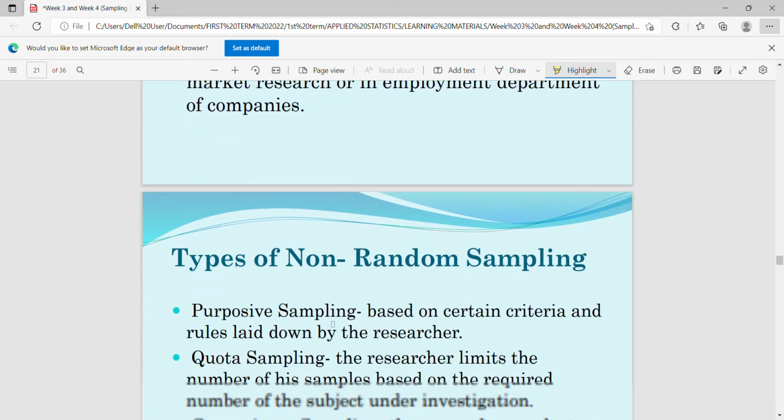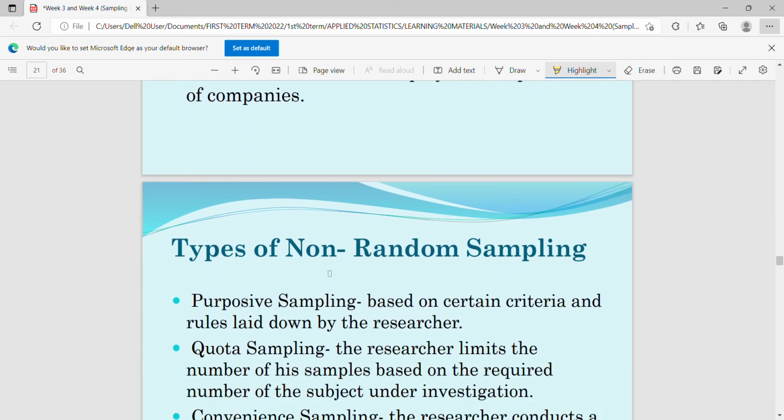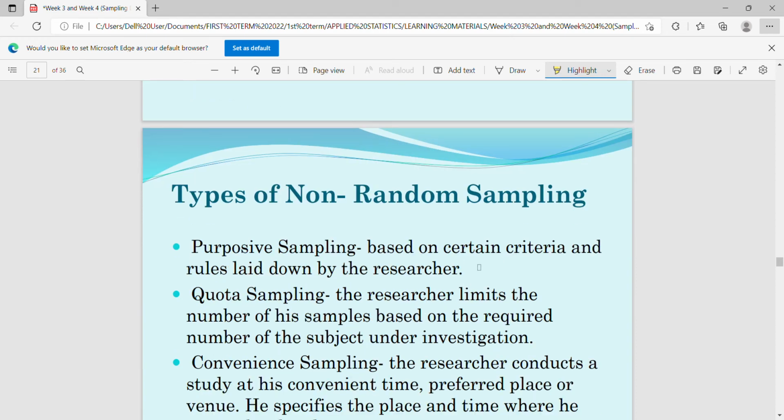So there are types of non-random sampling. We have the purposive sampling, which is based on certain criteria and rules laid down by the researcher. So for this method, there are certain criteria and rules laid by the researcher. So ang control is ang researcher.